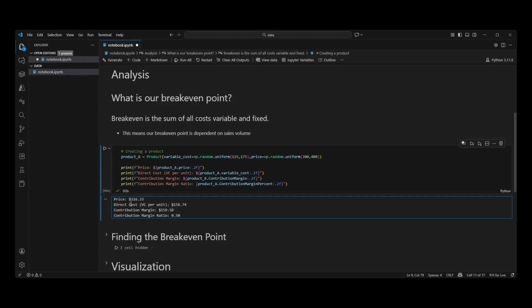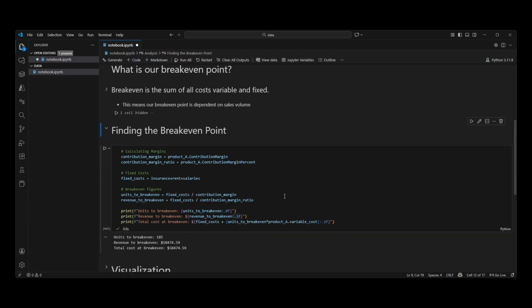And we have got, this is randomly generated, a price for $316.33. The direct cost or variable cost per unit is $156.74, which means there's a margin of $159.58. And we have a contribution margin ratio of 0.5, so 50 cents on the dollar.